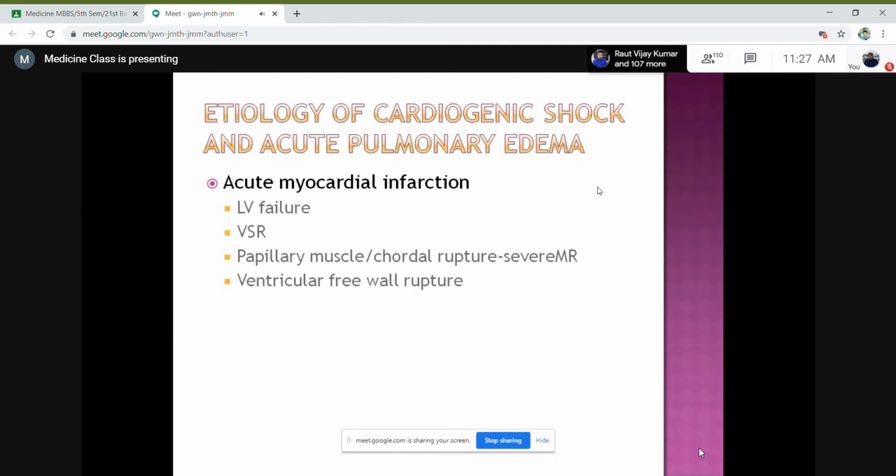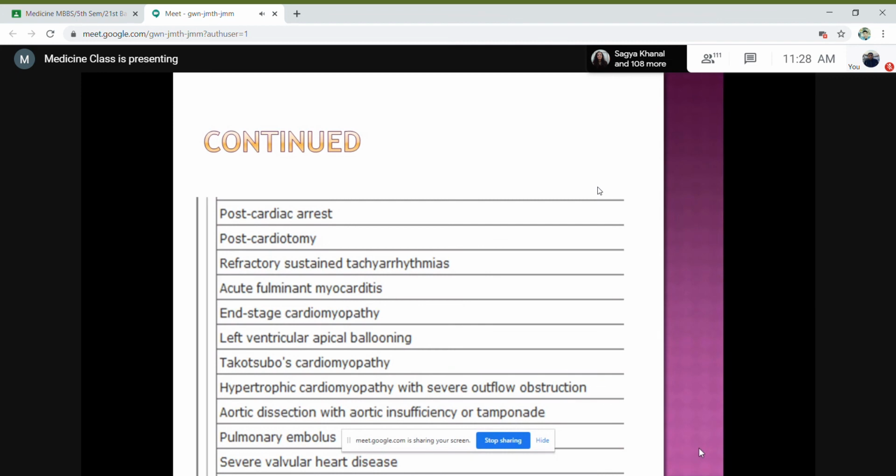The most important causes are acute myocardial infarction, which leads to left ventricular failure, which may be because of ventricular septal rupture, papillary muscle or chordal rupture, ventricular free wall rupture. So as a complication of acute myocardial infarction it may occur, or it may occur in a patient who has post-cardiac arrest, post-cardiotomy, in patients with end-stage cardiomyopathy, sometimes in cases of pulmonary embolism, and sometimes in cases of valvular heart diseases and hypertrophic cardiomyopathies.